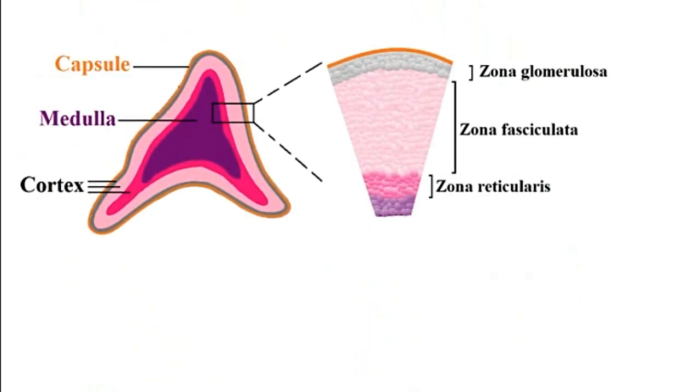So just to provide some background information, the adrenal gland is made of a capsule that surrounds the adrenal cortex. And then inside we have the adrenal medulla. Adrenal medulla is producing epinephrine and norepinephrine. The adrenal cortex, on the other hand, is made of 3 layers.